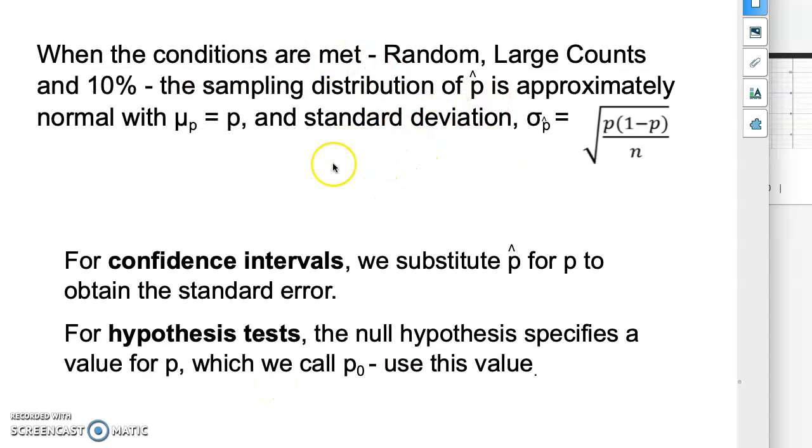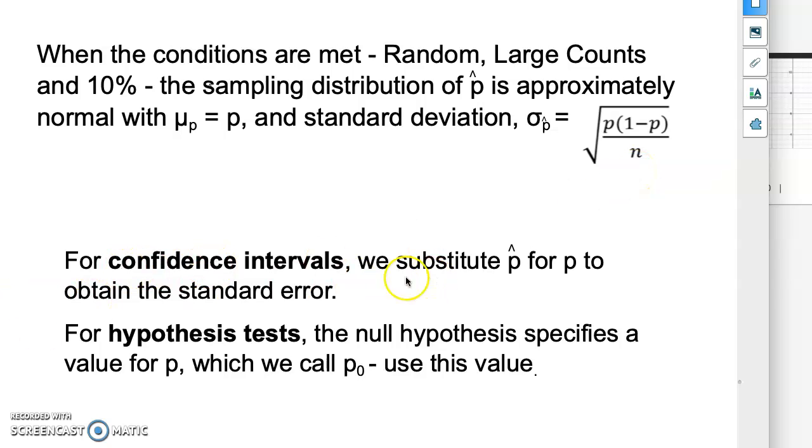Okay, so when the conditions are met, here they are again, then the sampling distribution of p hat is approximately normal with a mean of p, which is the actual population proportion, and a standard deviation of the square root of p times 1 minus p over n.